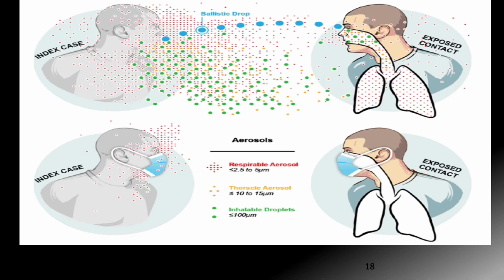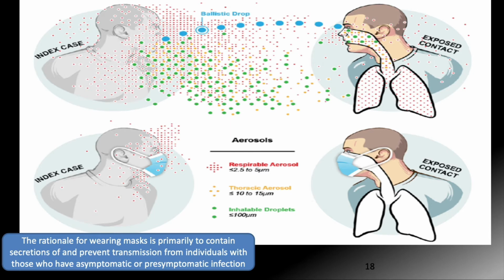On top, you see the index patient. When this patient who has COVID-19 infection, who has SARS-CoV-2, coughs, this patient can generate a couple of types of particles. Number one, the blue ones, these are bigger particles. They are like 20 micron. They can travel up to 6 feet. Number two is these green ones. These are droplets. They are like 10 micron. And the smaller ones are red. These are aerosol.